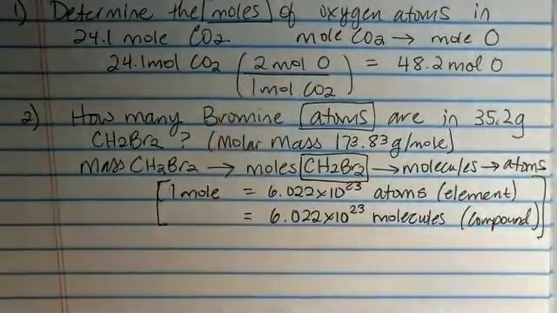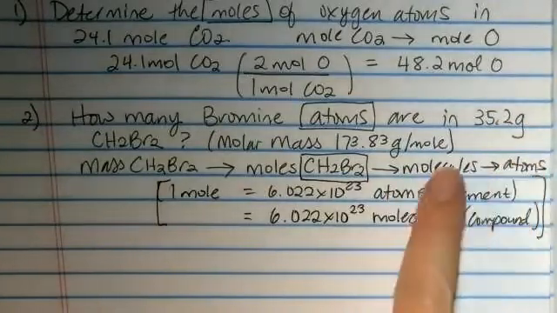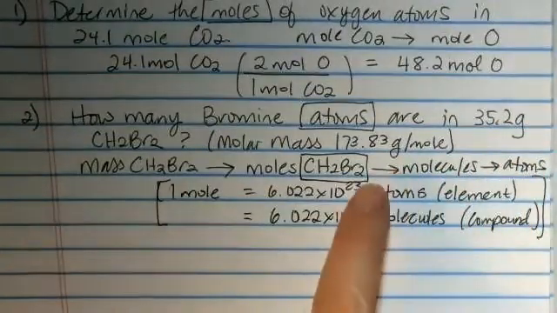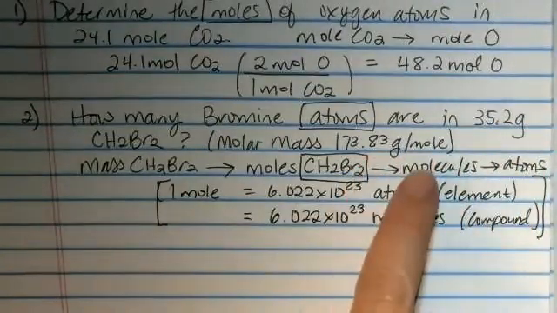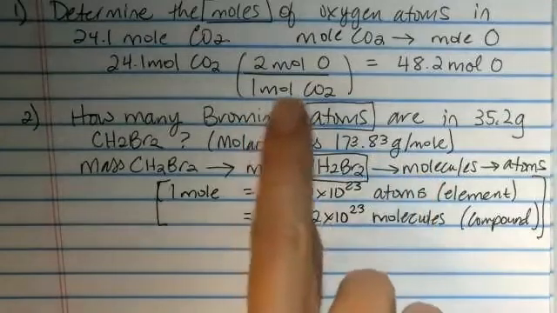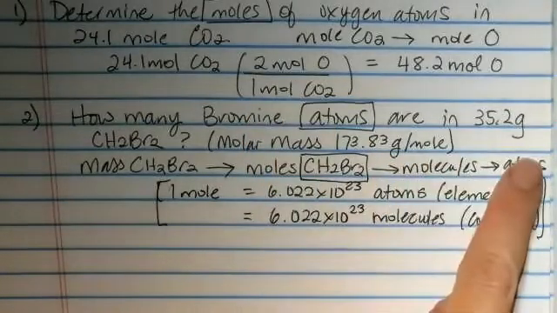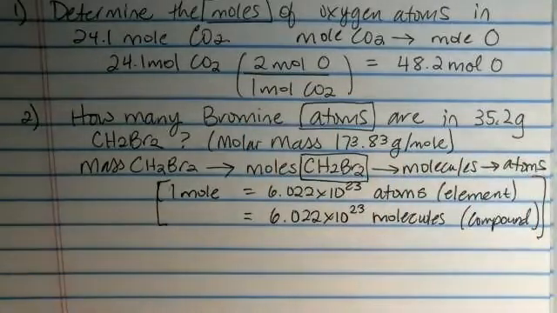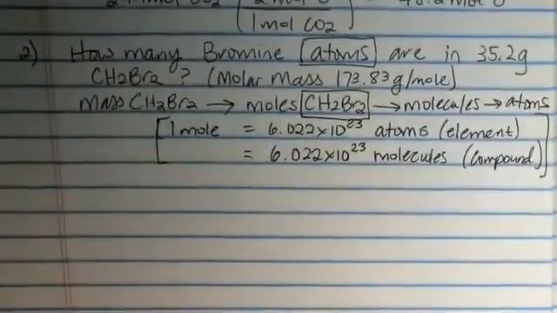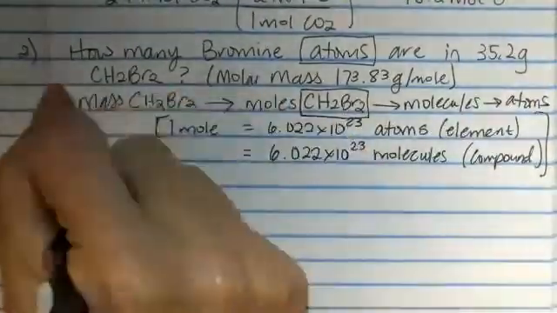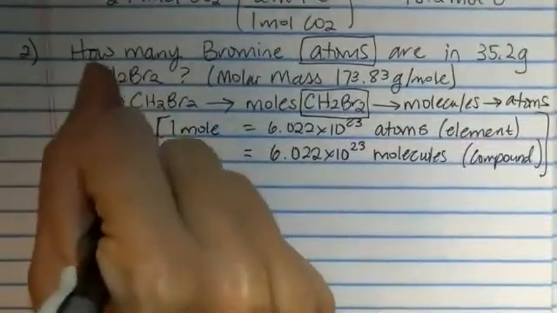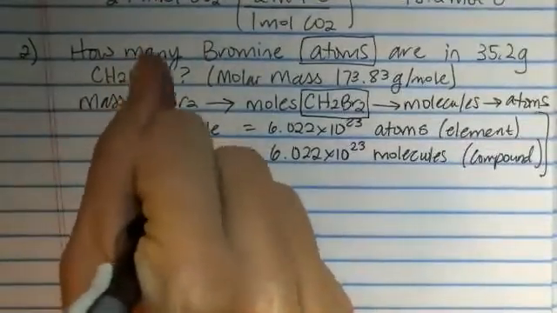Now, you could technically flip these two. You could do the mole ratio first, 2 bromine atoms for 1 mole of CH2Br2, just like we did up here, and then use Avogadro's number. It doesn't matter if I do A times B or B times A, you're going to get the same answer. So I'll show you what I mean by that. First, let me start with what we were given, 35.2 grams of CH2Br2.